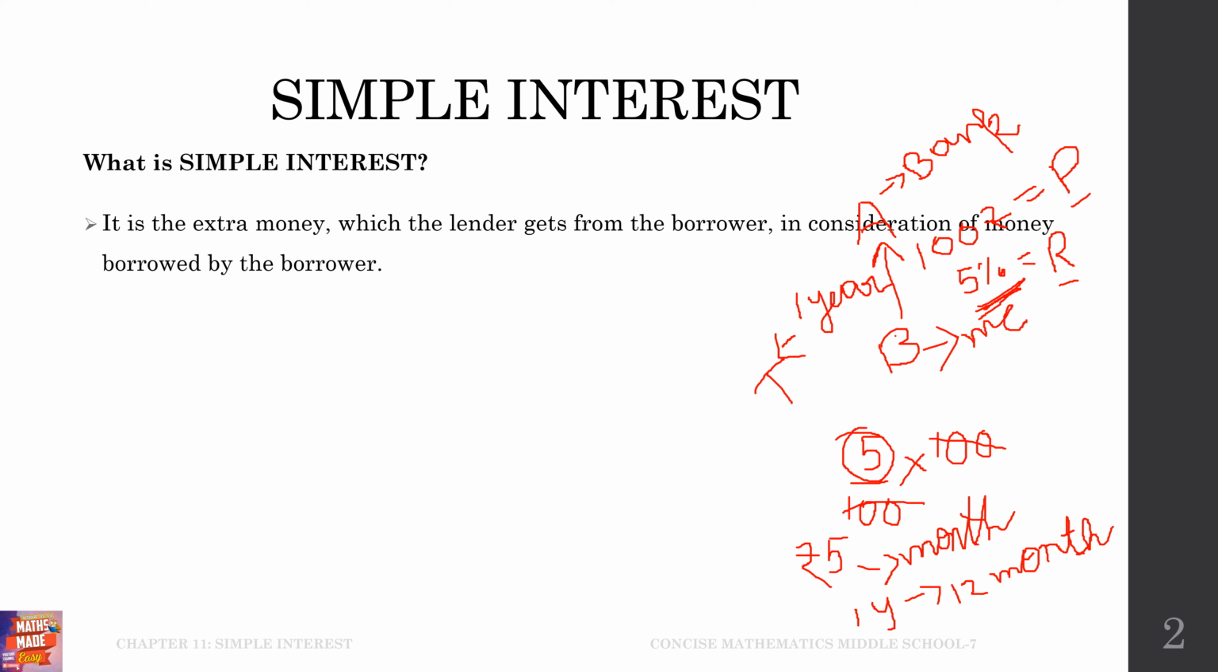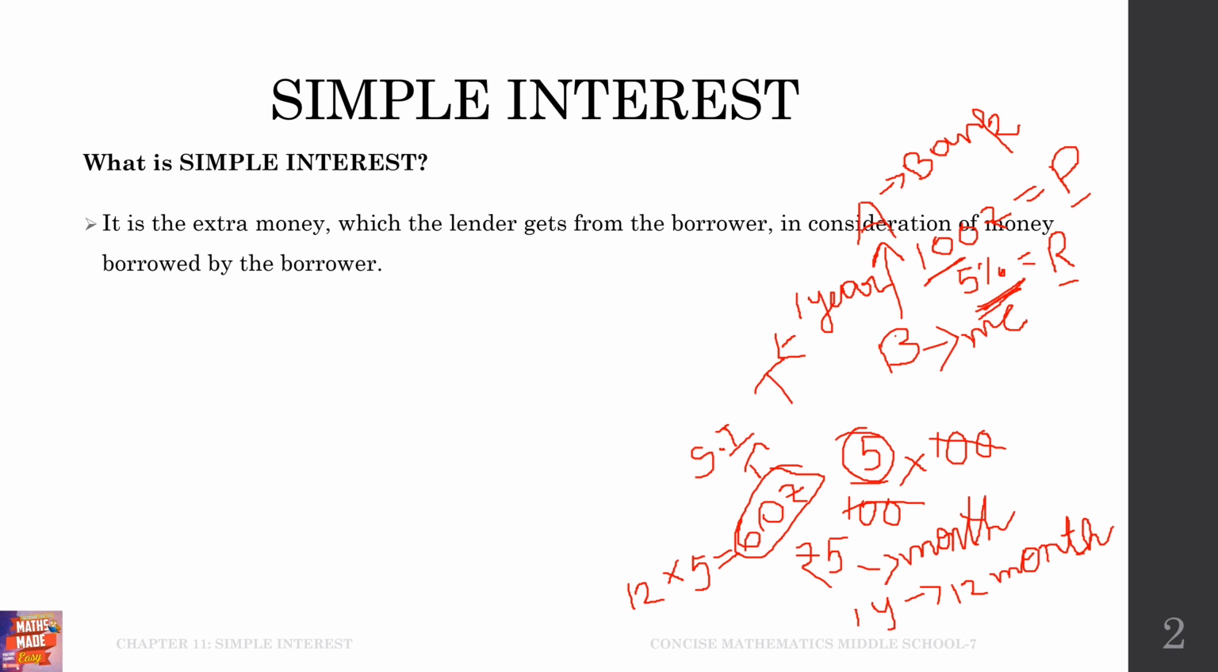So 12 into 5 will be 60. 12 fives are 60, right? So totally for a year, the interest itself, the extra money, without the principal, you need to pay the principal also. But what is the interest alone? For 1 year, we are going to pay 60 rupees. We are going to pay 60 rupees as interest. So this is the simple interest.